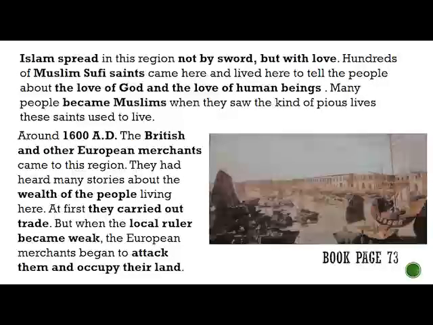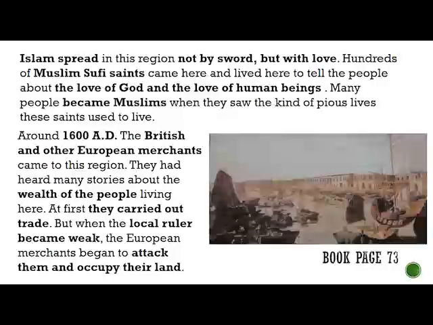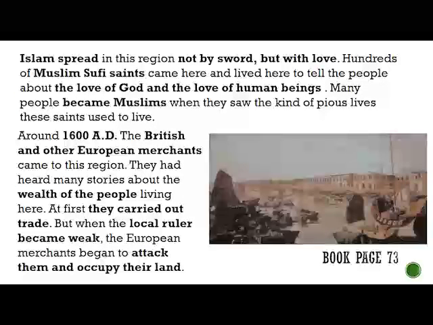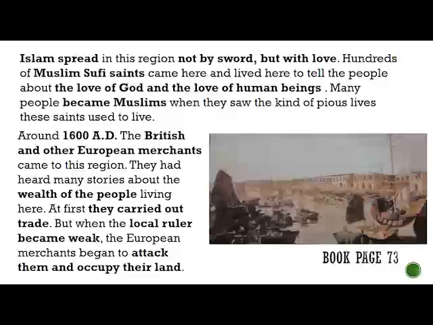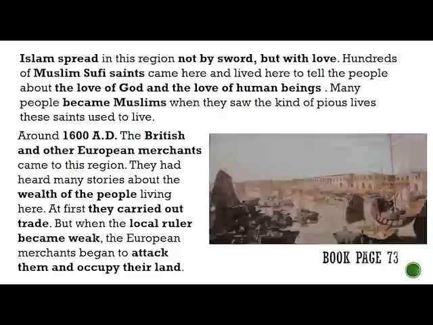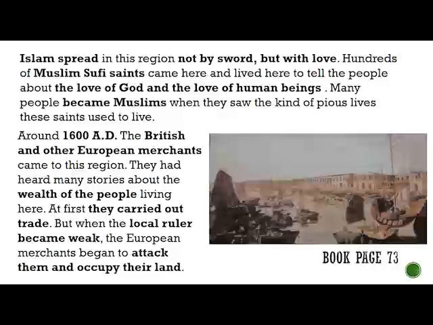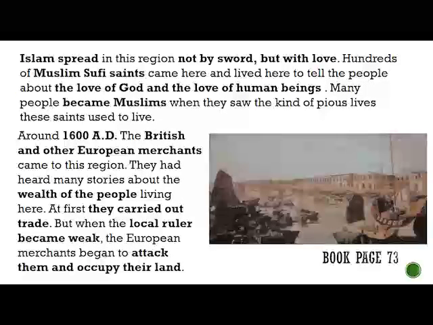In 1600 AD there was Muslim rule. ठीक है, सबसे पहले हिंदू रूल था and then we have Muslim rule. Around 1680 the British and other European merchants came to this region. British और दूसरे European traders, तिजारत करने वाले ताजिर, वो इस region में आए, वो subcontinent आए.